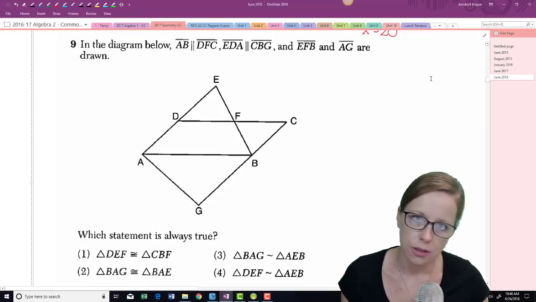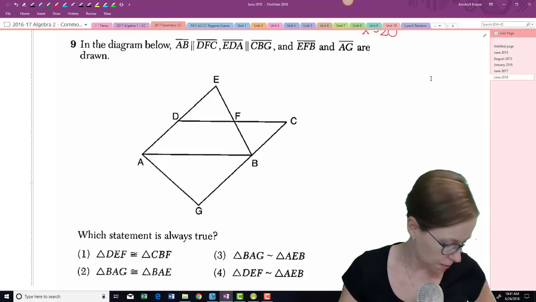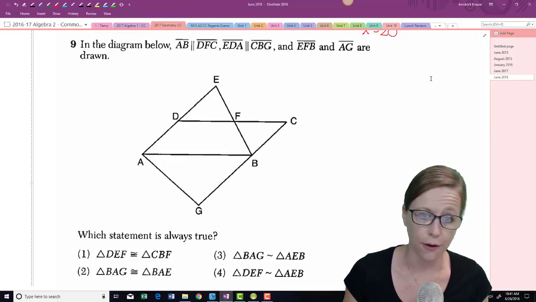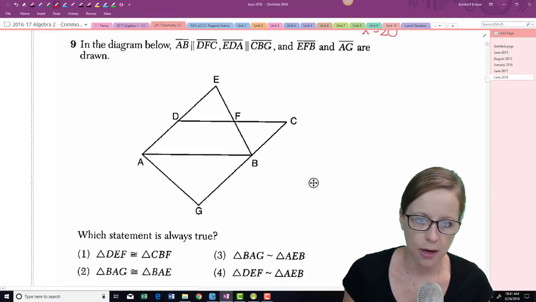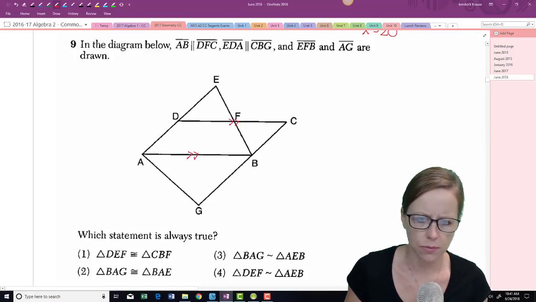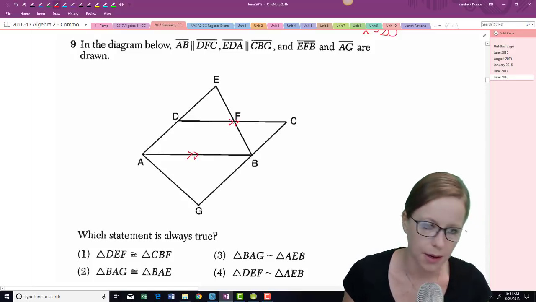Oh gosh, this question. Of all the things, you had to give us this picture. We got a lot of things going on here, and you just got to be careful. So AB is parallel to DFC, which means quite a few things about angles.